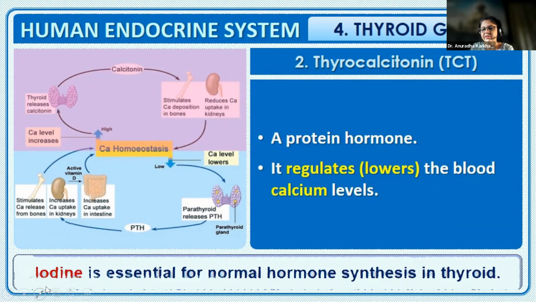Look at this one sentence which is very important. Iodine is essential for normal hormone synthesis in thyroid. Why is iodine required? Can anyone tell me? Either deposition or calcium uptake or both. It depends on the condition. How is the amount of calcium present in the blood? Depending on the conditions, there is a balance that will be maintained.